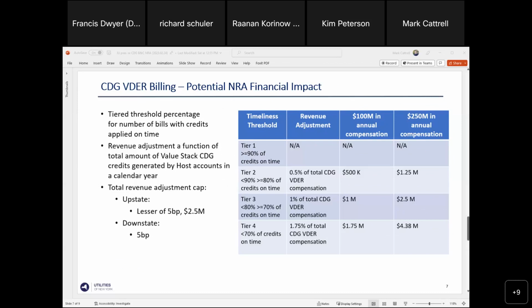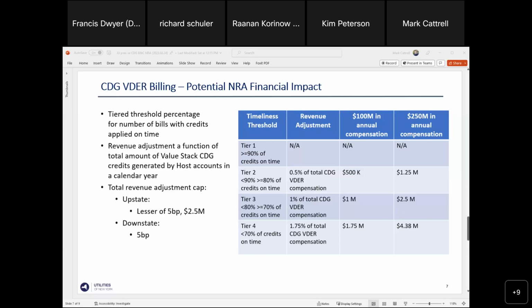For the purpose of this slide, we're calling that on time. The financial impact also scales with the amount of value stack CDG compensation in the calendar year of the measurement period. So with those two levers in mind, we're proposing 4 tiers, each a row in the table shown.